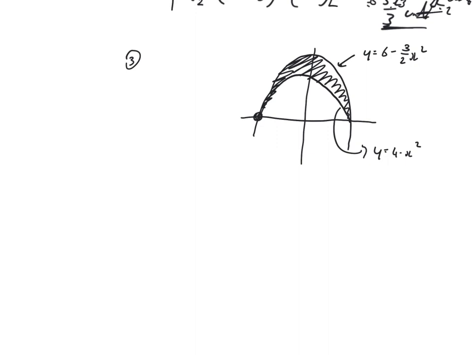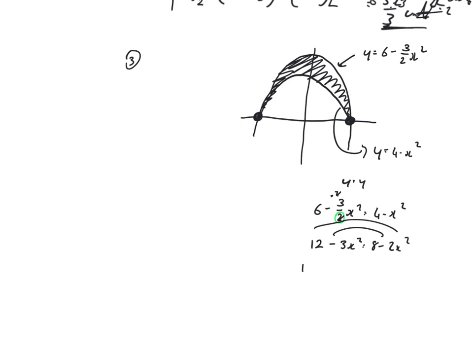Okay, first thing is I need to find my limits, so let's make y equal to y. So 6 minus 3 over 2 x squared equals 4 minus x squared. Okay, that 2 is causing a bit of difficulty, so let's eliminate that by multiplying everything in the equation by 2. So that'll be 12 minus, times that by 2 and they cancel out. So it's just minus 3x squared is equal to 8 minus 2x squared.